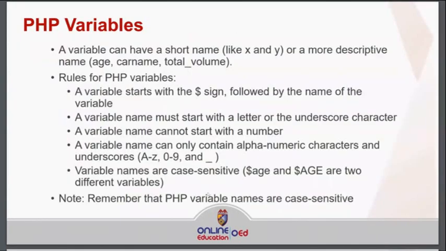The next is to take note of these rules when it comes to variable declaration or variable naming. A variable can have a short name like x and y, or a more descriptive name like age, car name, total underscore volume.